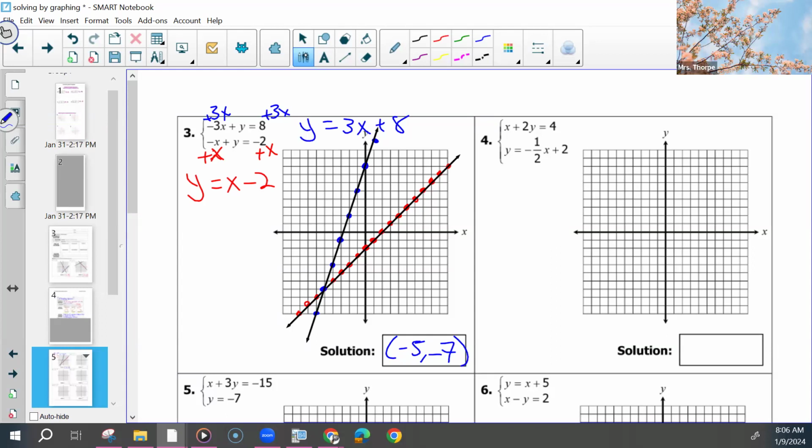I did want to show you how to graph your infinitely many, because I don't want you to graph the line twice. I believe 4 is going to be that. So let's solve this first one. Subtract x on both sides, and divide everything by 2. Y equals negative 1/2 x plus 2.